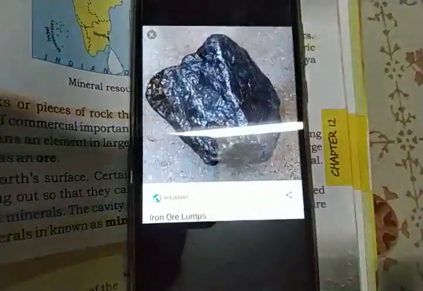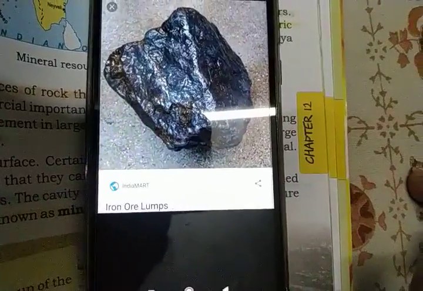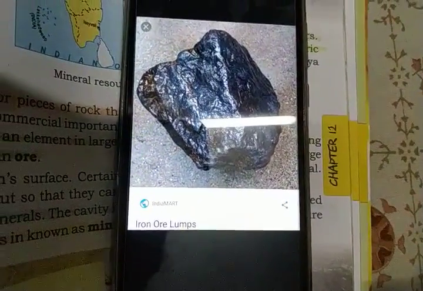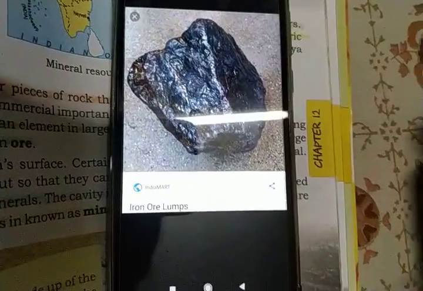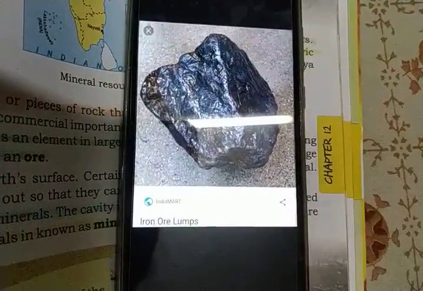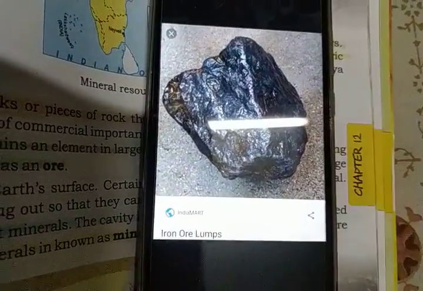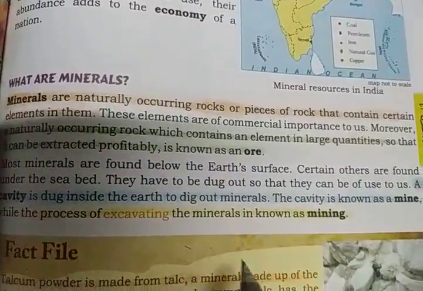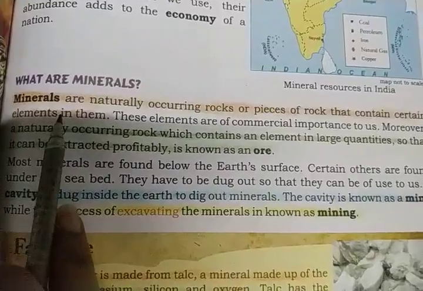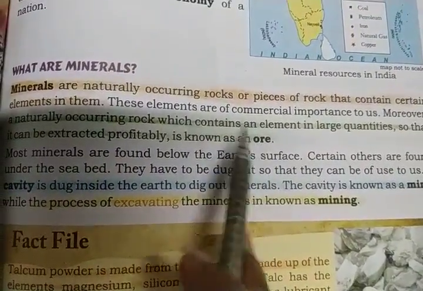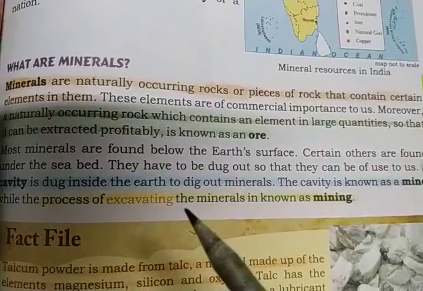You can see here, this is an iron ore, which I have explained to you. From this iron ore lump we can take out iron by heating it. We heat it, the dirt particles will separate and we can get the iron in pure form. So what does a mineral contain? Minerals contain elements, and raw ore contains elements in a large amount.